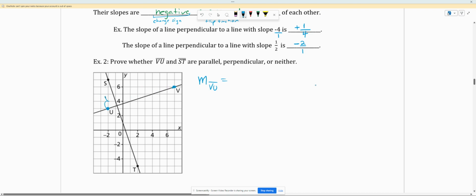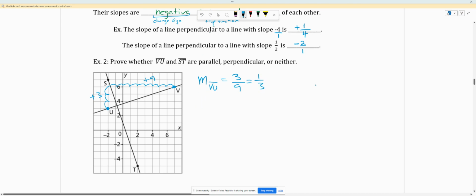Our rise is 1, 2, 3, so plus 3 is our rise. And our run, 2, 3, 4, 5, 6, 7, 8, 9, is plus 9. So we have a rise of 3 and a run of 9. To reduce that, we can divide them both by 3 to get 1 over 3.